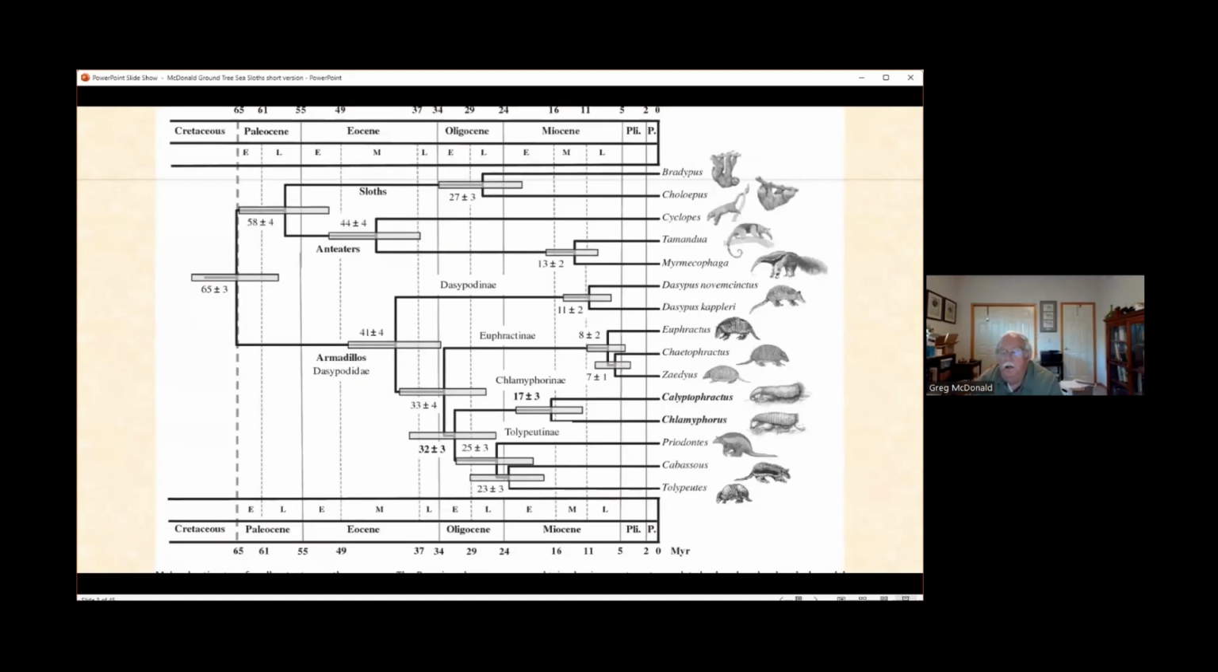In recent years, we've had a lot of changes in our thinking about relationships, but we've also had a lot of reinforcement of what morphology has told us. These relationships are based on DNA that's been worked out, showing, based on molecular clocks, when the various groups split off. Up here in the Paleocene, we get the sloths and the anteaters separating off, as illustrated by our two living genera of sloths.